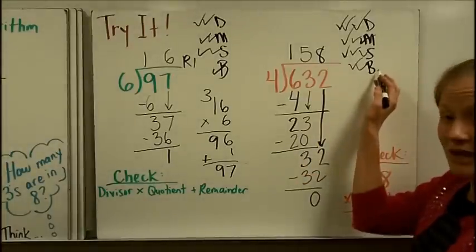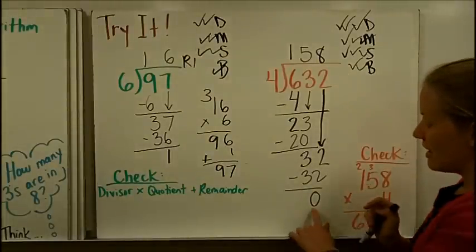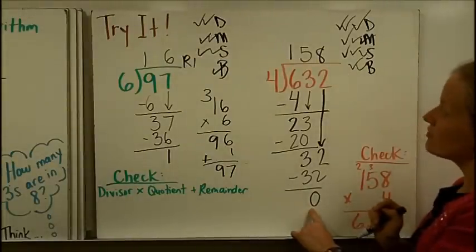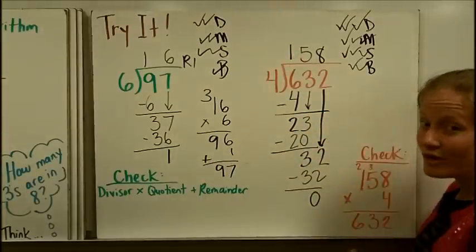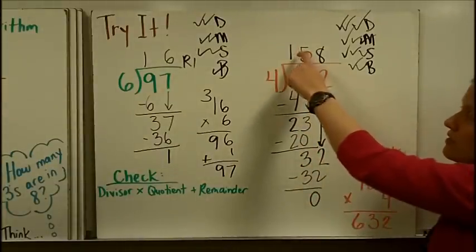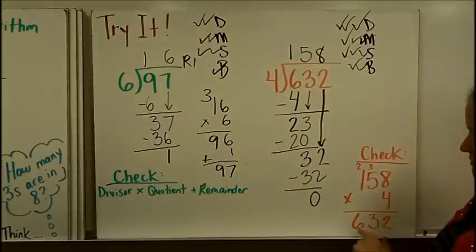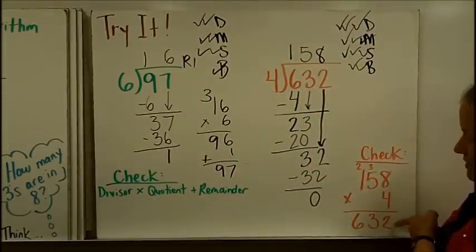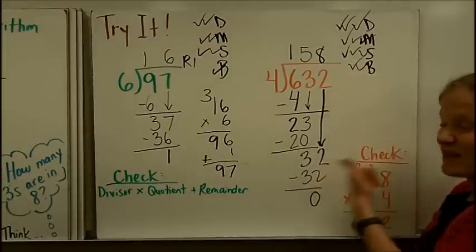And then I look to see if I have any more numbers to bring down. I don't have anything left to bring down. And I also have no remainder, or a remainder of 0. So the quotient is 158. And I would, of course, check my work by doing the answer times the divisor. And here is 158 times 4. I got a product of 632, which is the same thing as my dividend. That means that we got it right.